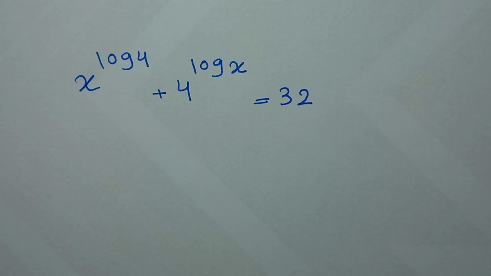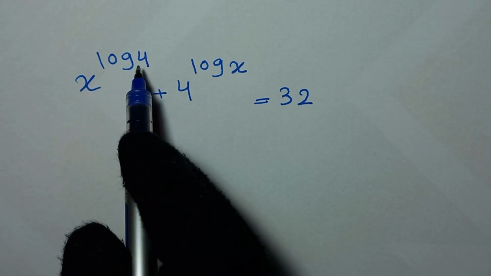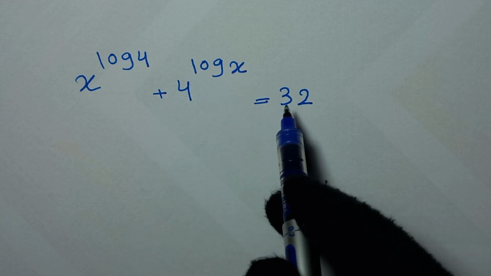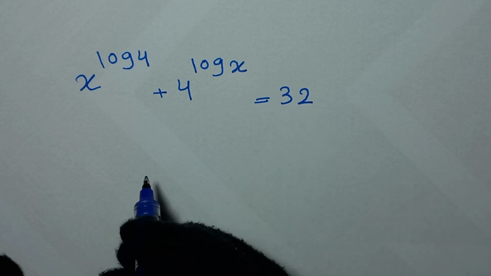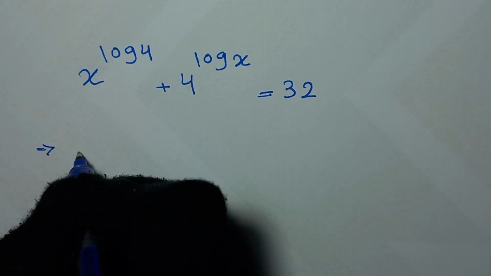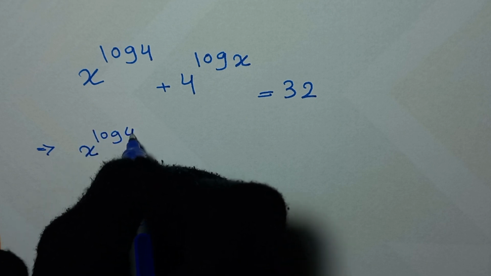Hello my friends, welcome to solve this math problem, which is x to power of log of 4 plus 4 to power of log of x is equal to 32, to find the values of x. In the first step, we start by x to power of log 4.